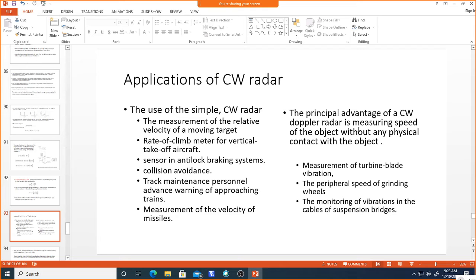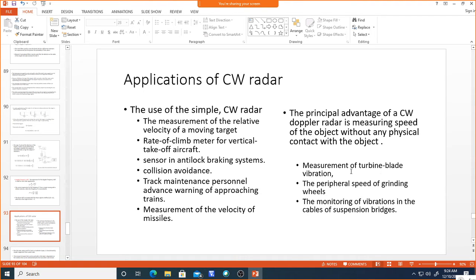Now the principal advantage of this continuous wave Doppler radar is measuring the speed of the object without any physical contact with the object. Without any physical contact, we directly transmit the signal, and based on the reflection or echo signal, we detect the speed of this target or object. That is the actual very good advantage of it. With respect to this, there are so many applications.